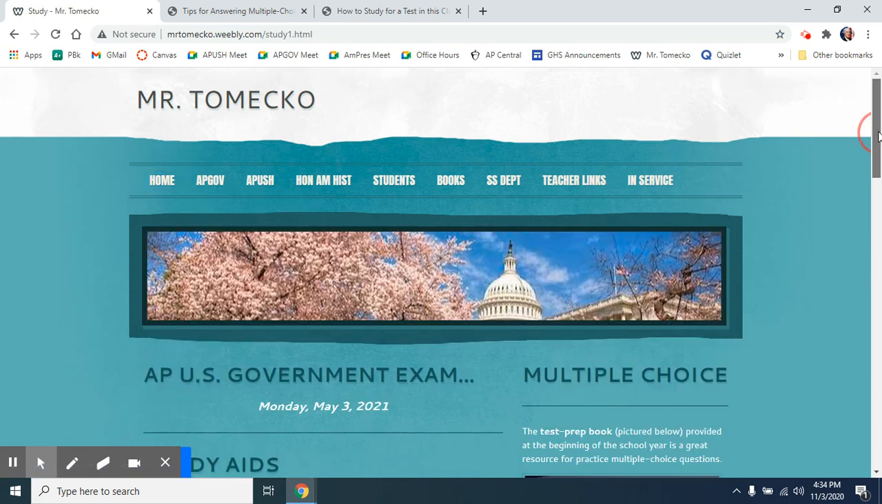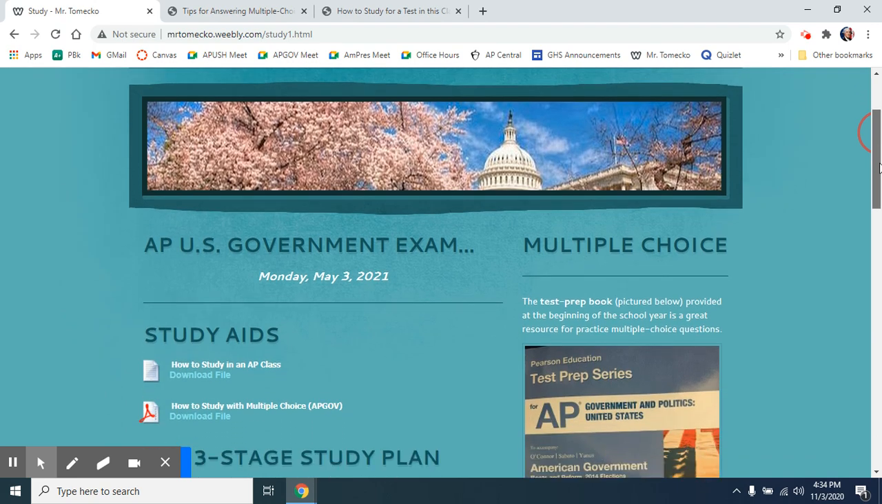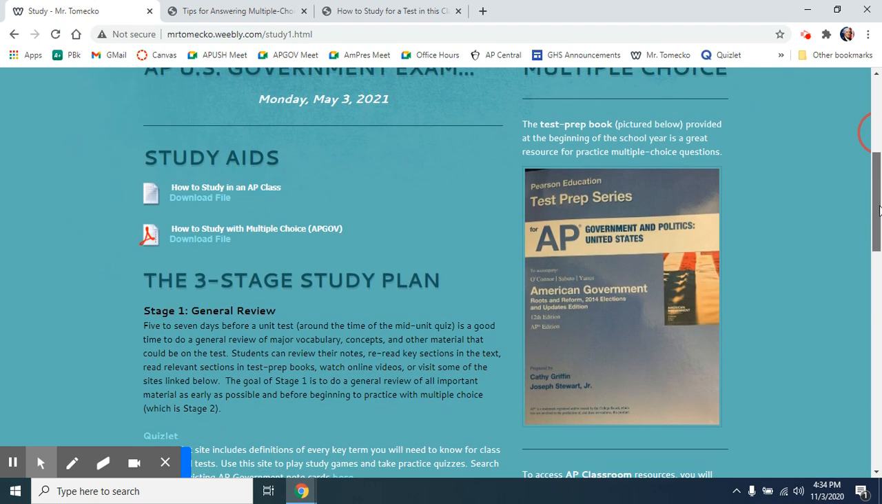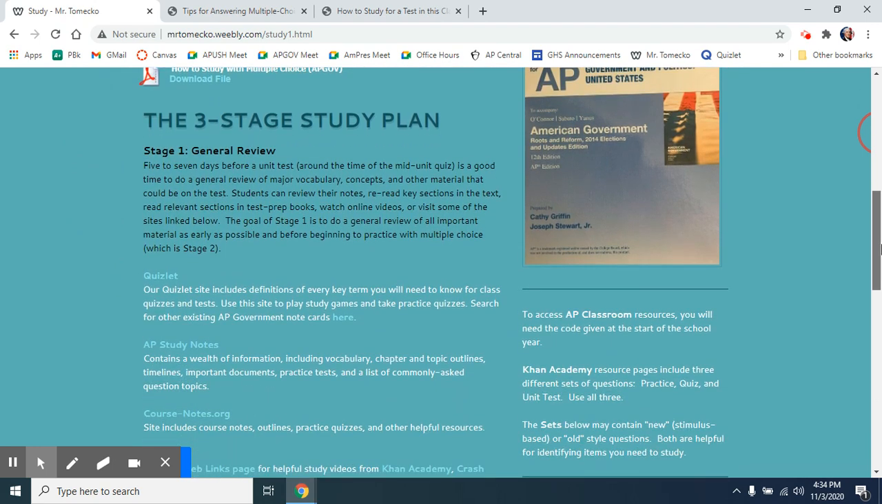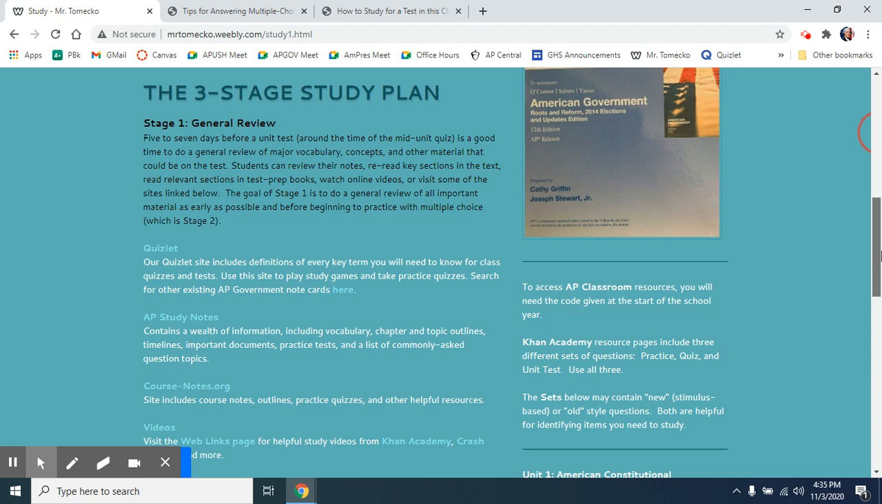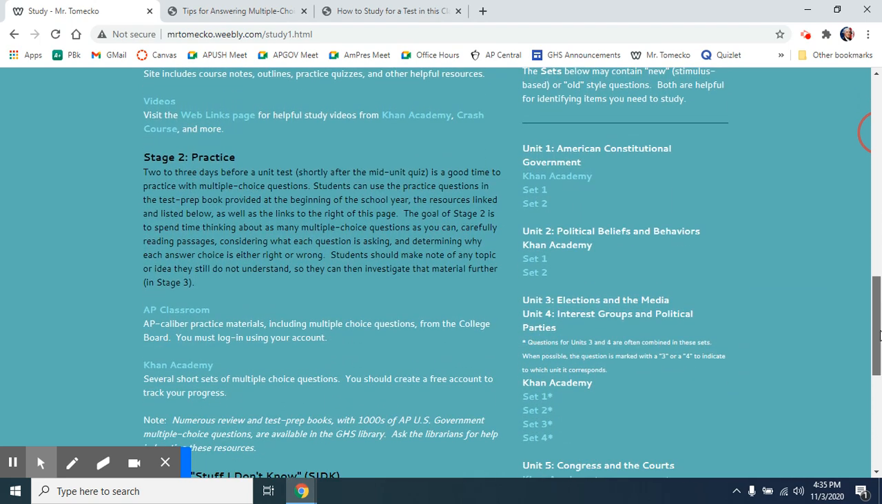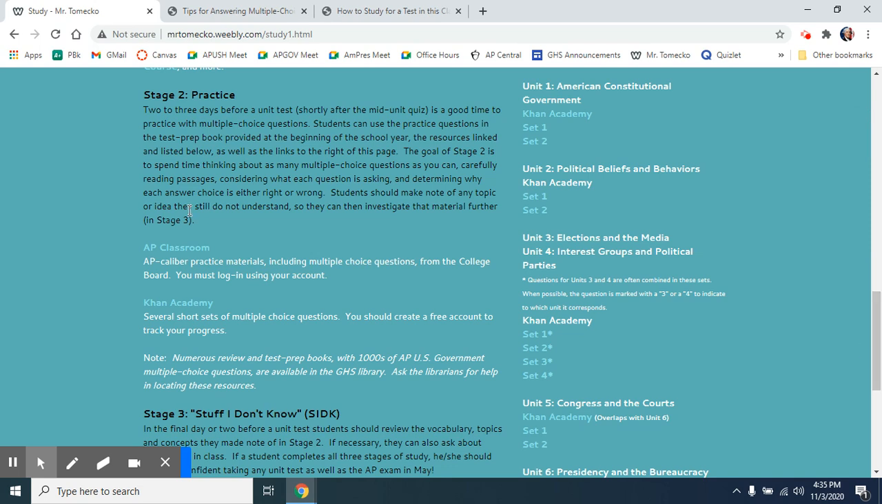When this page opens up, you will find a couple of things. You'll find many of these handouts that I'm talking about. You'll find a summary of the three-stage study plan and some resources that you can use in each stage. You'll find some resources for practicing with multiple choice, AP Classroom, Khan Academy, as I mentioned.